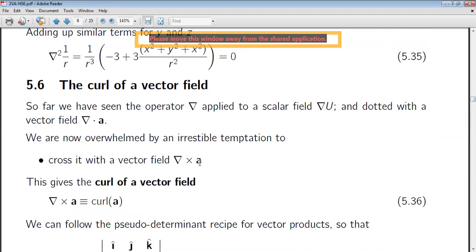A is a vector quantity. Always remember here, the vector symbol is not given over A, but A is a vector quantity. So Nabla cross A means nothing but the curl of a vector point function A. This gives the curl of a vector field, Nabla cross A, that is curl of A. So equation 5.36 means what? Curl of a vector point function is written by Nabla cross A.